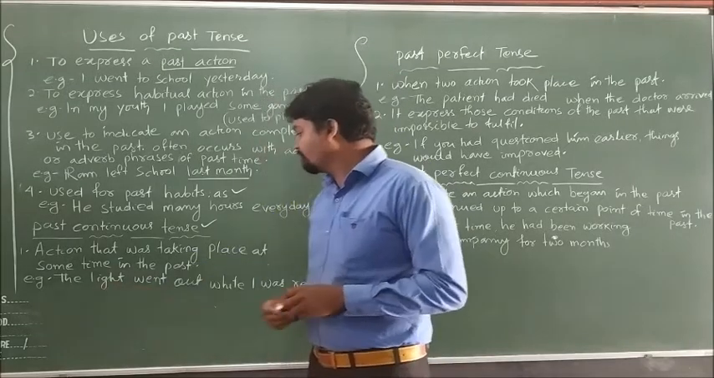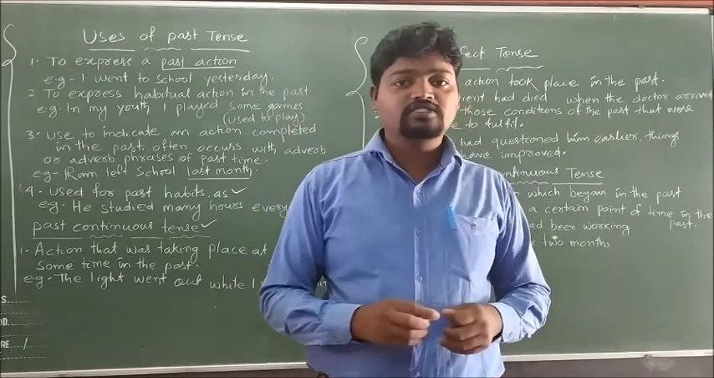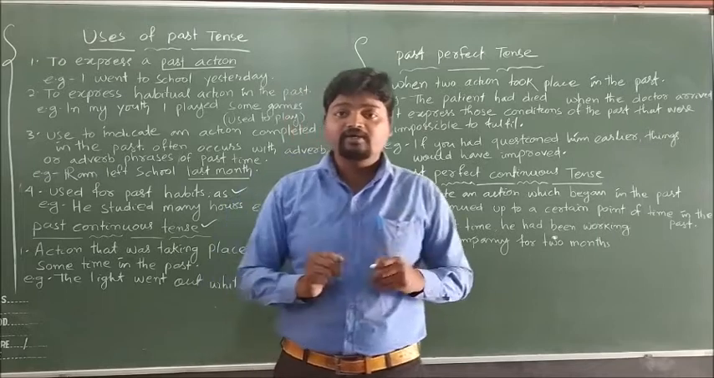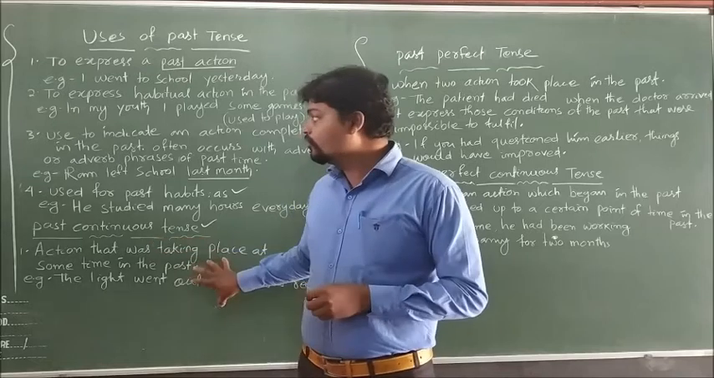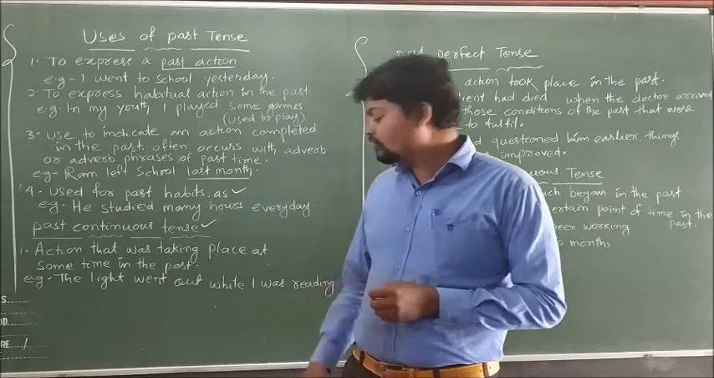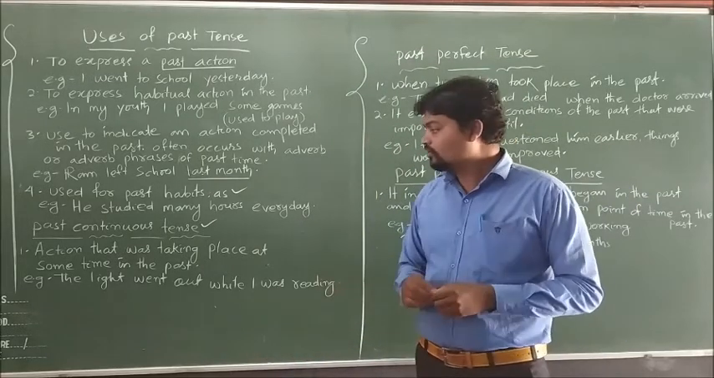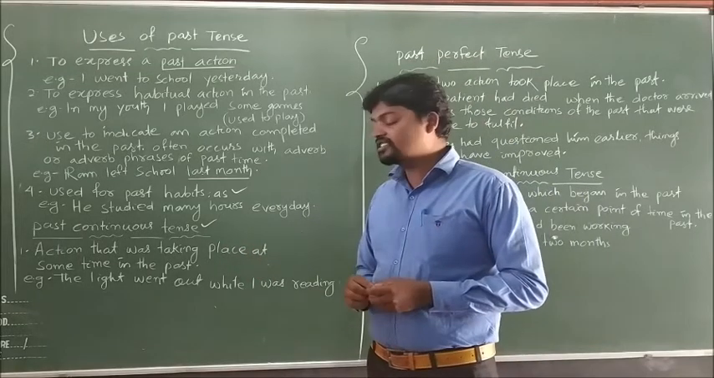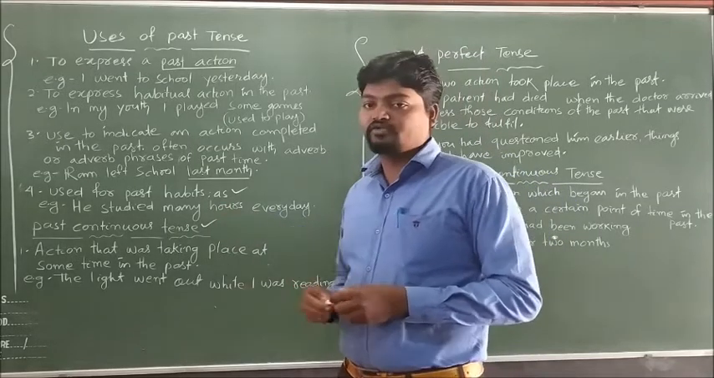So here you see example, the light went out while I was studying. Suppose yesterday you were studying or the day before yesterday you were studying. It so happened. What happened? The light went out. So in that situation, we have to use past continuous tense. Example, the light went out while I was studying or while I was reading. So, in the actions that take place sometime in the past, we use past continuous tense.